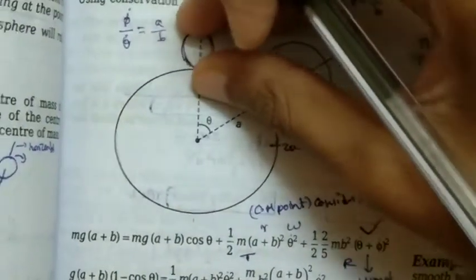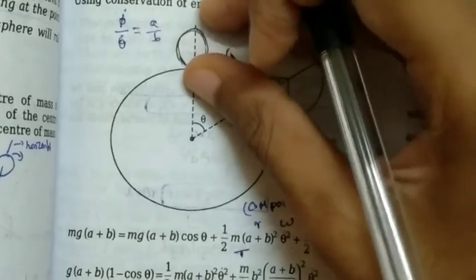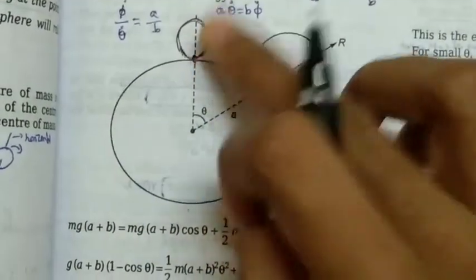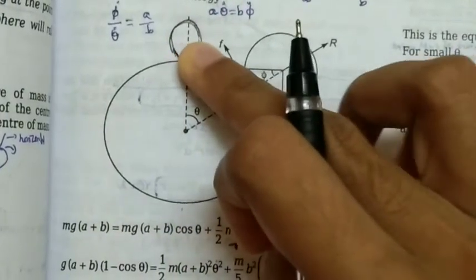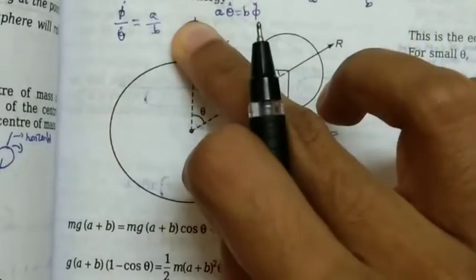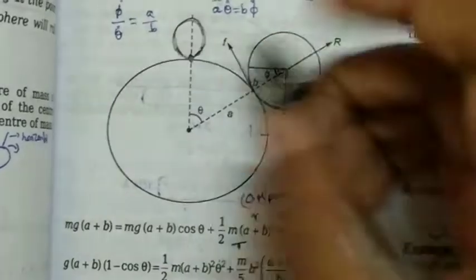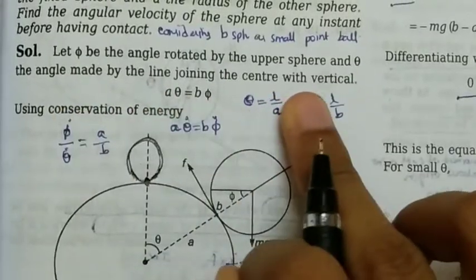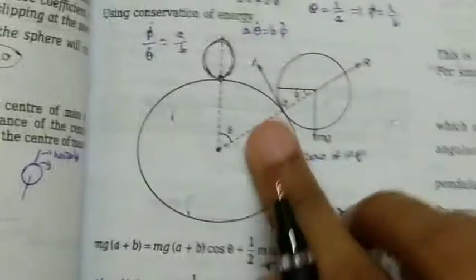So because of the rolling of this sphere, it moves from this point to this point. Rolling is also there, and because of that rolling, translational motion is also there, because it has shifted its position from here to here. So this point has rolled through phi angle per sphere, and theta is the angle made by the line joining the centers with the vertical.